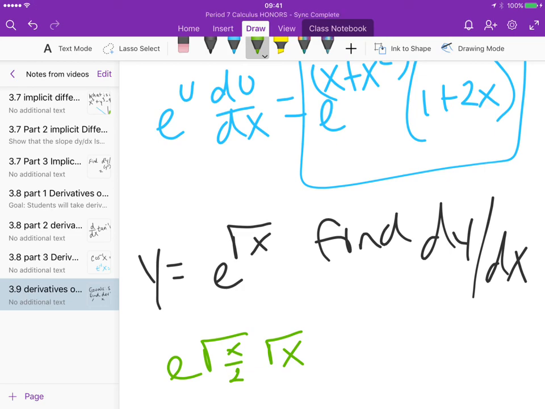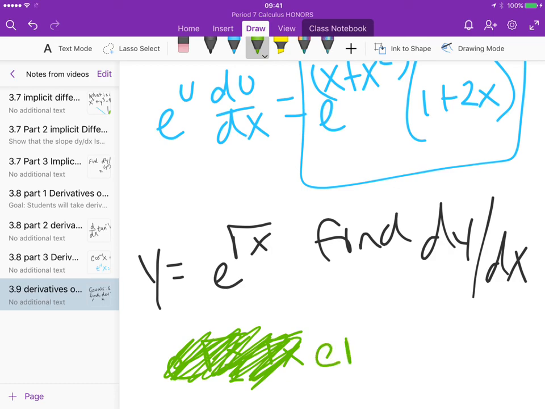Hold on, sorry guys. Let me make this a little bit clearer because that doesn't look quite as clear. It's e to the square root of x over 2 times the square root of x. See if you come up with that same result, and we'll talk about it in our next video.